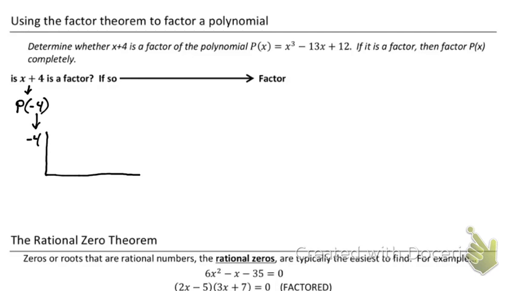All right, with synthetic division, I want to account for everything. So I have to account for my coefficient in front of x cubed, the coefficient in front of x squared, x, and I have to list my constant. Well, the number in front of x cubed is 1. The number in front of x squared is, well, 0. The one in front of x is negative 13, and my constant is 12.